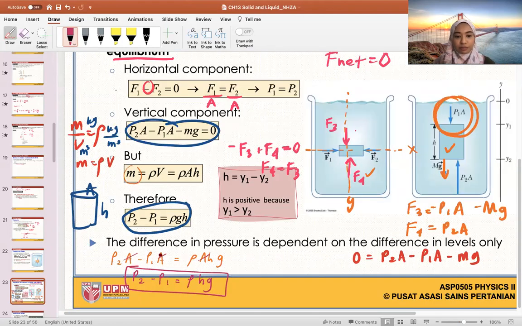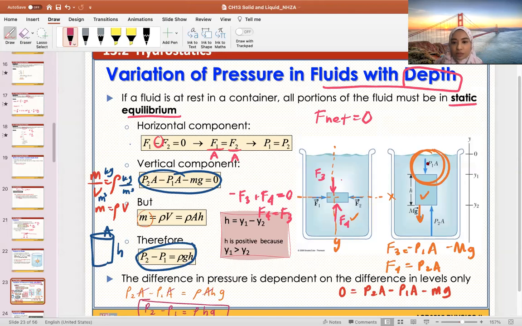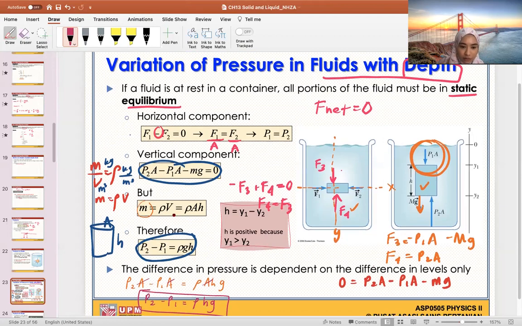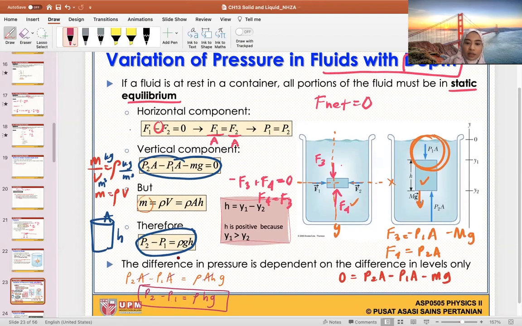Okay, so the difference in pressure. So P2 minus P1. P1 was up here, P2 is down here. The difference in pressure, P2 minus P1, is dependent on H only. What is H? H is depth or the height that the box is in the water. Why is it only dependent on H? Why is it not dependent on rho or G? Because G does not change, gravity does not change. If gravity changes, you would be sometimes floating, you would be sometimes on ground, flying, you know. Gravity is constant, okay? In case you didn't know.